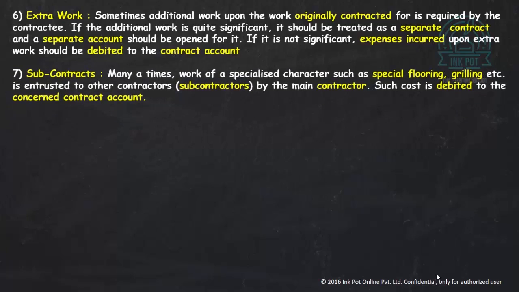Then subcontracts. Subcontracts are the contracts given by the contractor to someone else. For example, if a contractor is preparing a flat or a building for us, he can give the subcontracts of flooring, grilling, etc. to the subcontractor, and in this case such cost is debited to the concerned contract account.